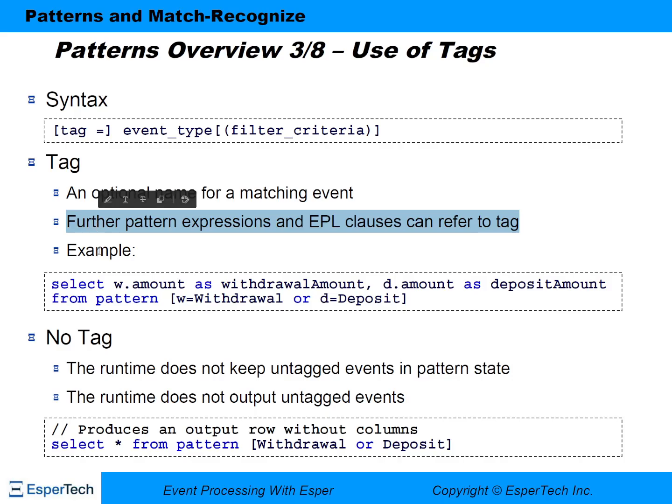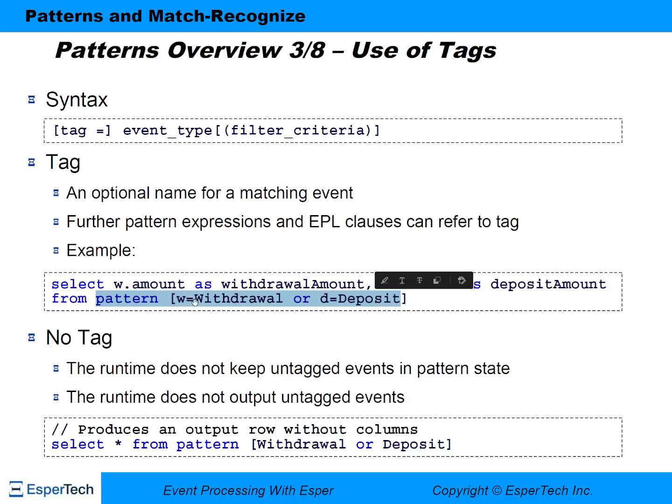Suppose that the pattern matches a withdrawal or a deposit event. This EPL assigns the tag W to the withdrawal event and the tag D to the deposit event. In the select clause, it selects W.amount and assigns withdrawal amount as a column name, and it selects D.amount and assigns deposit amount as the column name.